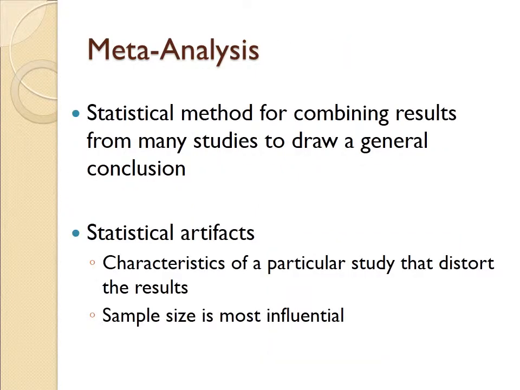The final statistical technique I want to talk about that we use a lot in IO psychology is meta-analysis. It's a statistical method for combining results from many studies to draw a general conclusion. The idea here is that instead of studying individuals by bringing them into an experiment, we're going to actually study studies. So a meta-analysis, for instance, might look at 50 studies that have all looked at job satisfaction, and combine the results of all 50 of those studies into one massive study, generally focused on the idea of external validity.